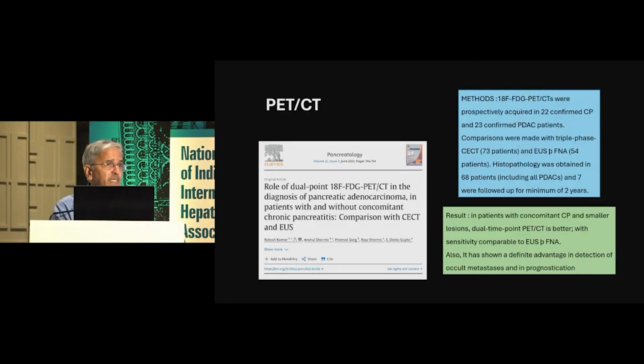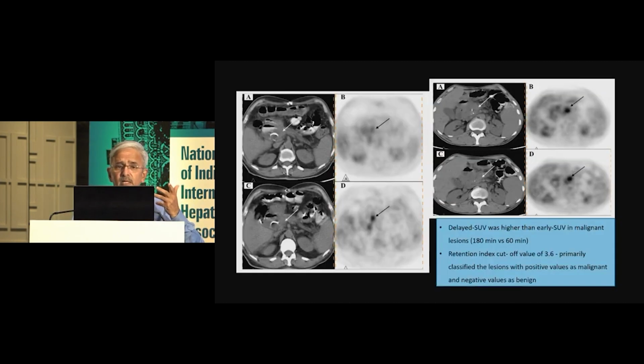It used to be said that FDG PET has a great overlap in terms of chronic pancreatitis and cancer, and therefore it's not useful. But now, dual time point PET-CT has made a difference: if you study the standardized uptake value in the early and delayed phase, and if the delayed phase uptake was higher, that is likely to be malignant.